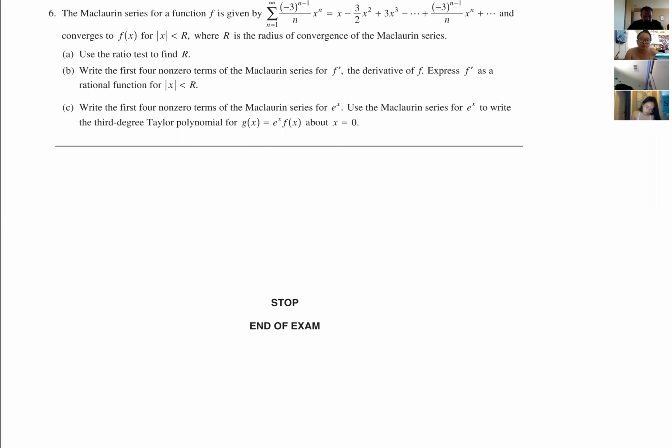Okay, so 6A, use ratio test to find R. So ratio test, this means I'm going to take the limit as n approaches infinity. These are little things you want to remember. It's always the limit as n approaches infinity. I'm going to do absolute value. I'm going to take this general term, and then everywhere I see an n, I'm going to add 1.